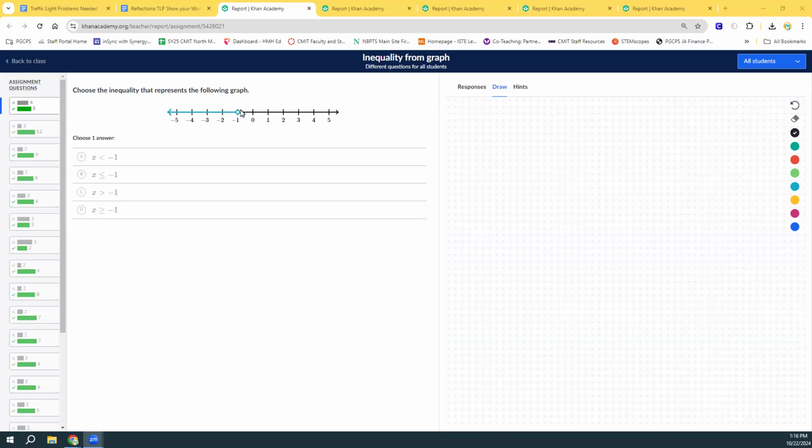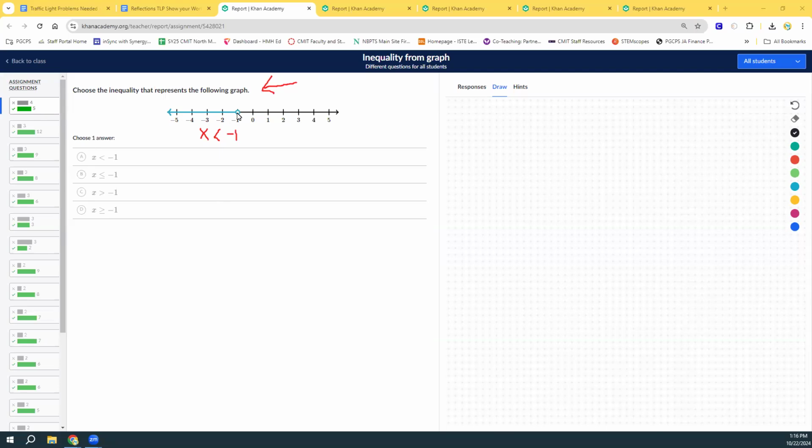Okay, so I show the class this right at the end of class. The cool thing is when you see the graph going this way and you see the end of the arrow, that is the inequality sign that you should use. We're going to put the x here, and x is less than -1. Whatever way the arrow is facing, that's the way the inequality sign should face. It's like the tip of the arrow, straight in that direction.